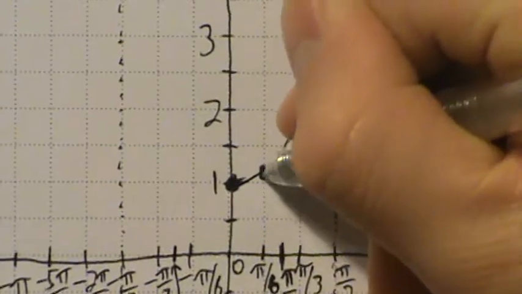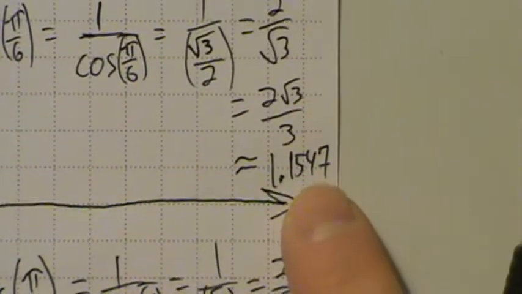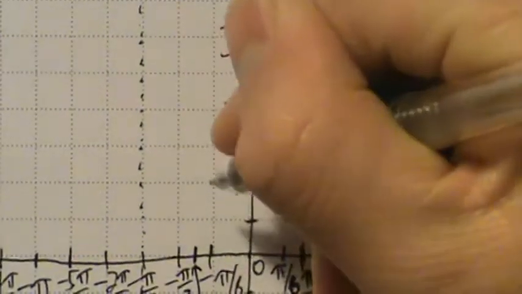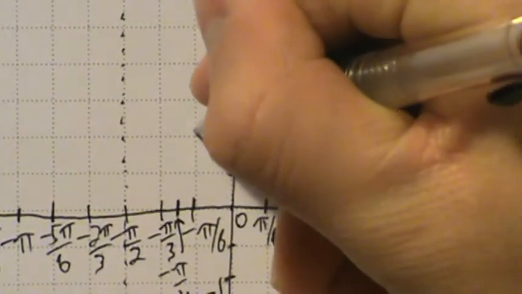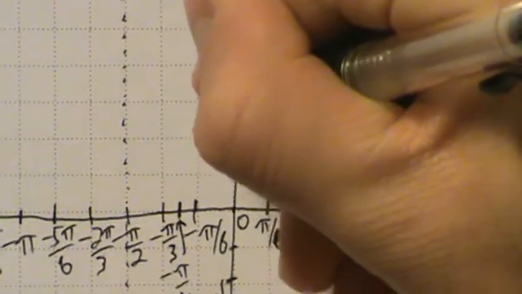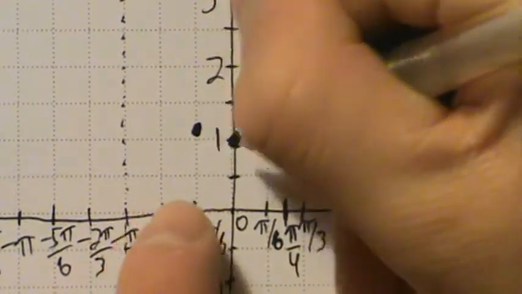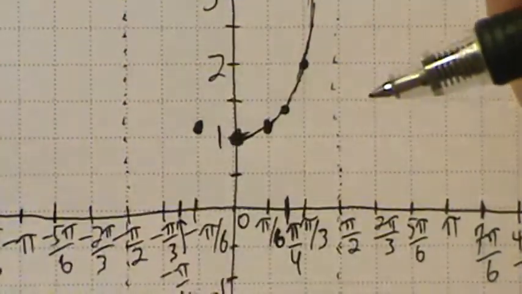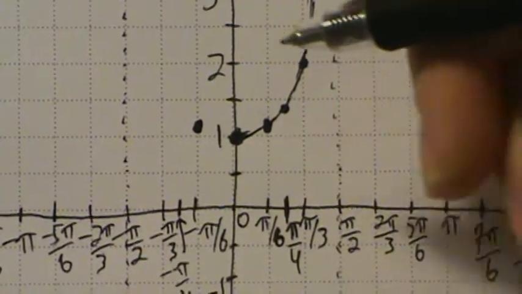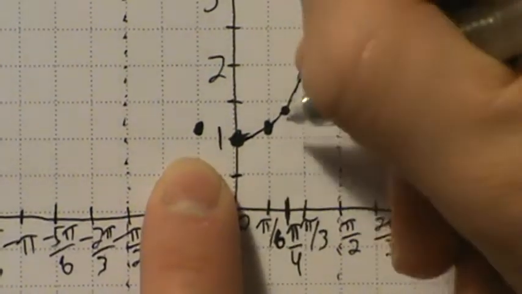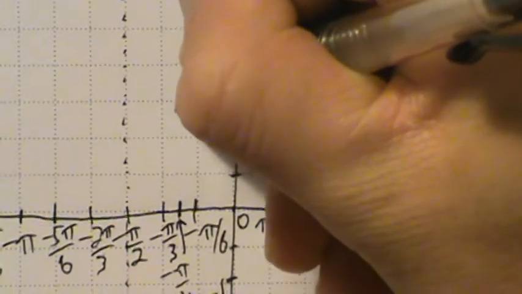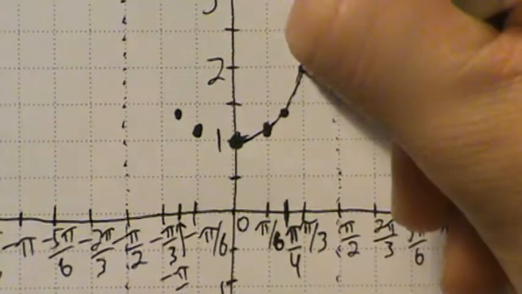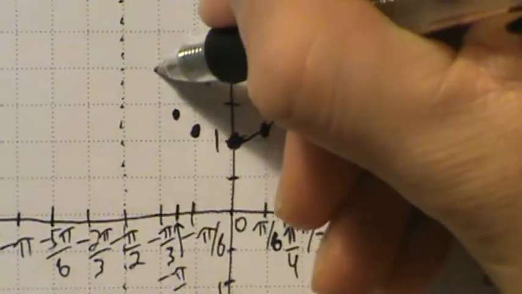So this point right here, pi over 6 comma 1.1547 approximately, is going to be reflected to this point right here, negative pi over 6 comma 1.1547. The point 0 comma 1 is on the y-axis, so it doesn't get reflected anywhere. If you're on the y-axis and you reflect over the y-axis, nothing happens. But this point gets reflected to this point right here, and this point gets reflected to this point right here.